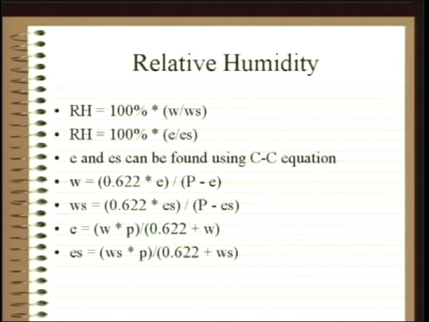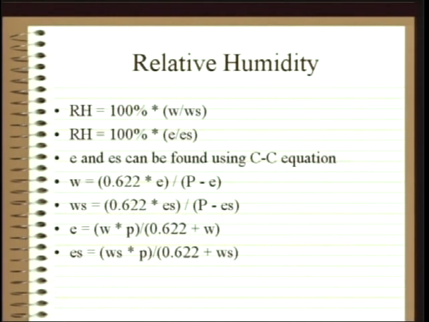Relative humidity. Surprisingly, relative humidity can be fairly complicated to calculate. The relative humidity is not simply just taking the dew point divided by the temperature. There's some involved mathematics that go into determining what the relative humidity value is.